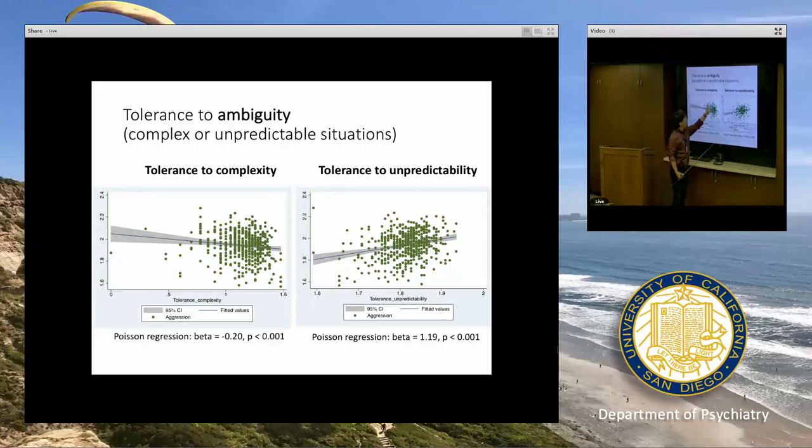And we found, dividing it into two parts, that for the tolerance to complexity, if you have a higher level of tolerance for complexity, then you might have a lower aggression score. On the other hand, if you have a higher level of tolerance to unpredictability, you might have a higher aggression score.